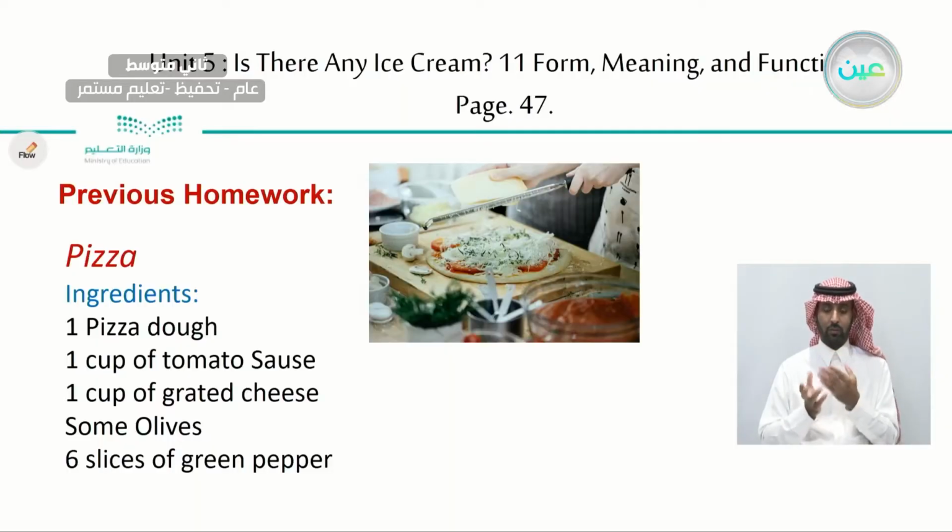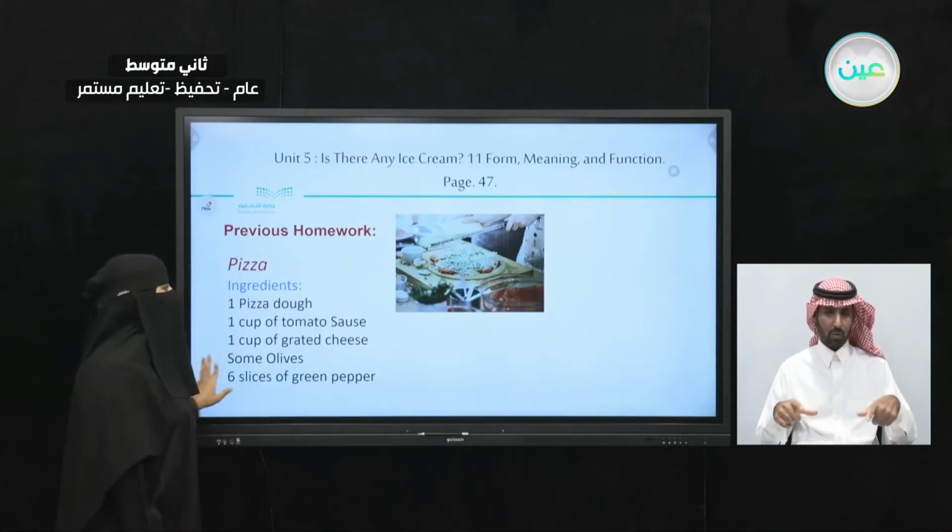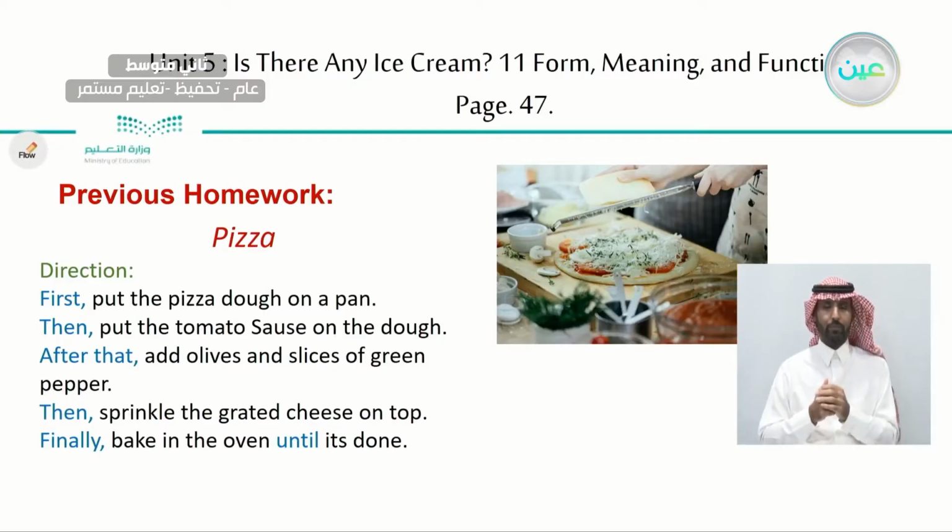Now, how about the next one? 1 cup of grated cheese. Now, after looking at the ingredients, how can we make this recipe? What are the steps? Let's take a look. So the direction to make this recipe is like this. First, put the pizza dough on a pan. Then, put the tomato sauce on the dough. After that, add the olives and slices of green pepper. Then, sprinkle the grated cheese on top. Finally, bake in the oven until it's done.